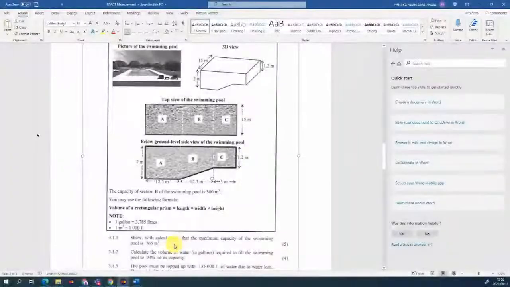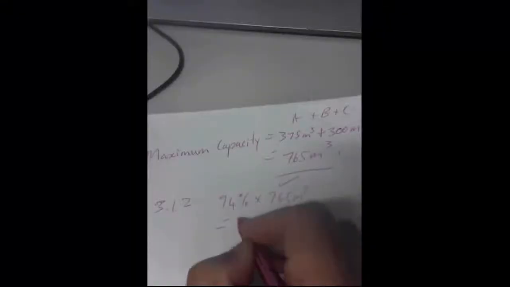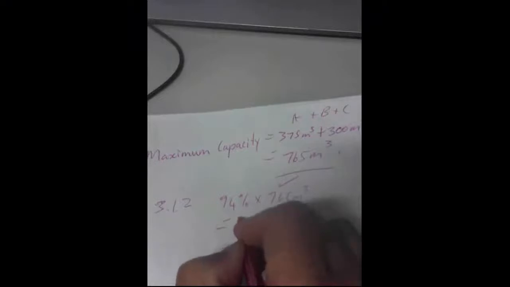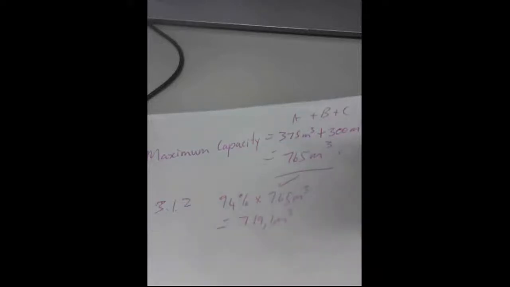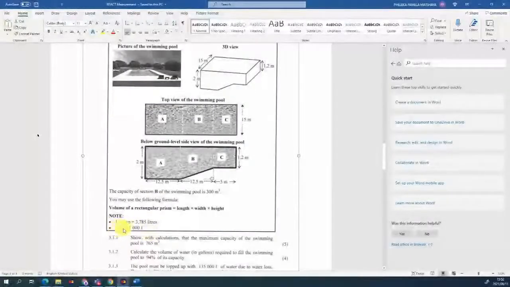Just by doing that method, multiply the 94% of that. And 94% of that, quickly using my calculator, I get 719.1 cubic meters. But what did they give us? They say that 1 cubic meter equals 1,000 liters.